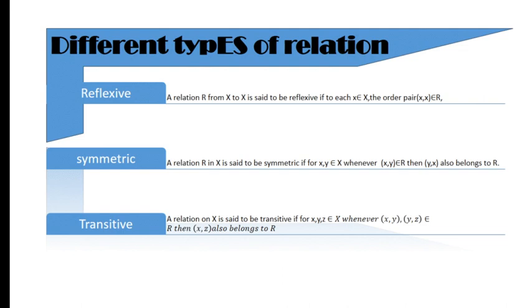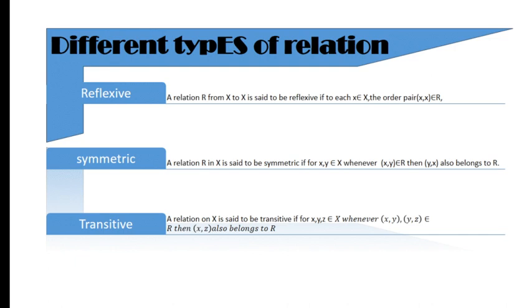First, let us see reflexive relation. What is meant by reflexive relation? In this relation, each element is mapping to itself. The relation R from set X to set X is said to be a reflexive relation if for each element small x belonging to capital X, the ordered pair (x, x) belongs to R, which means x is related to x. This is called reflexive relation.